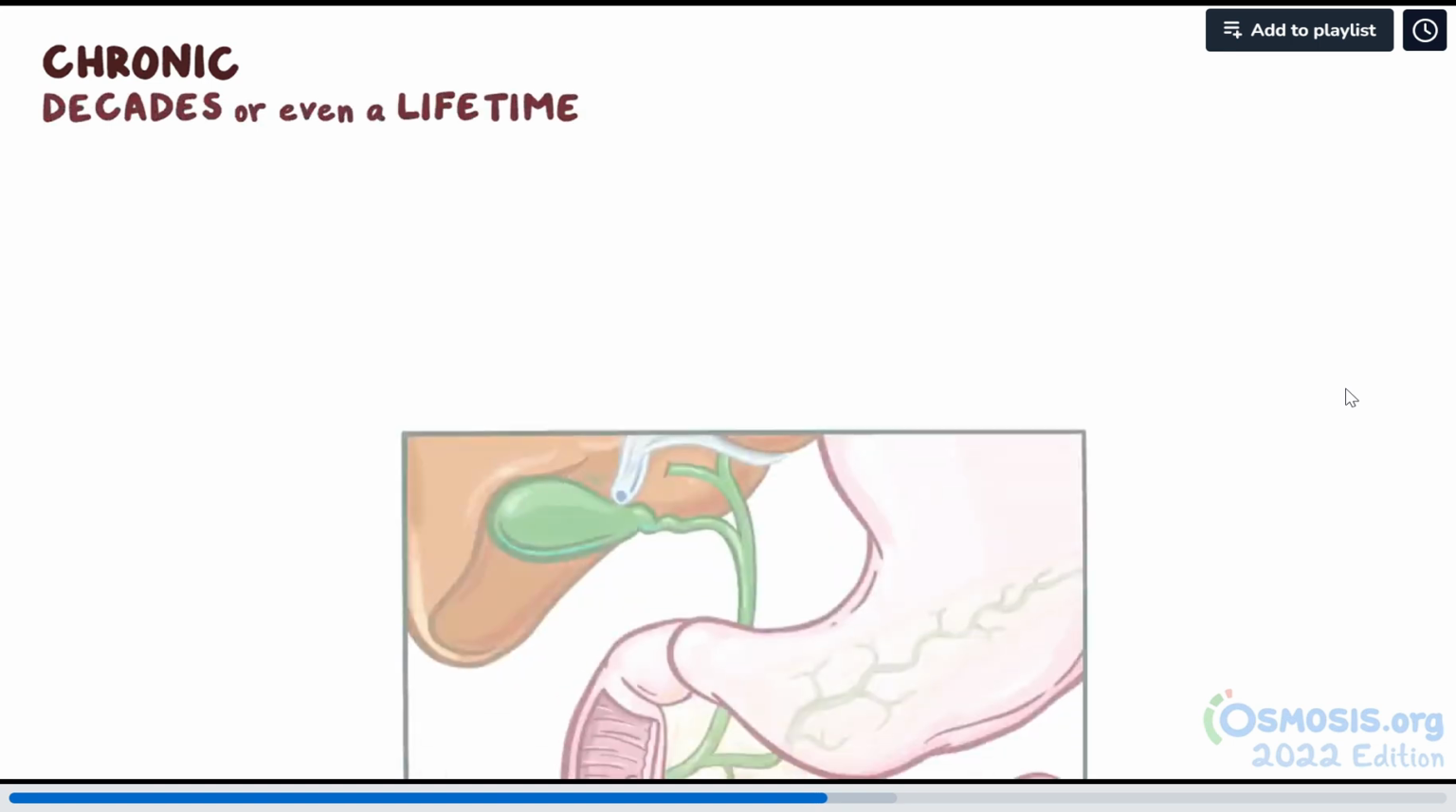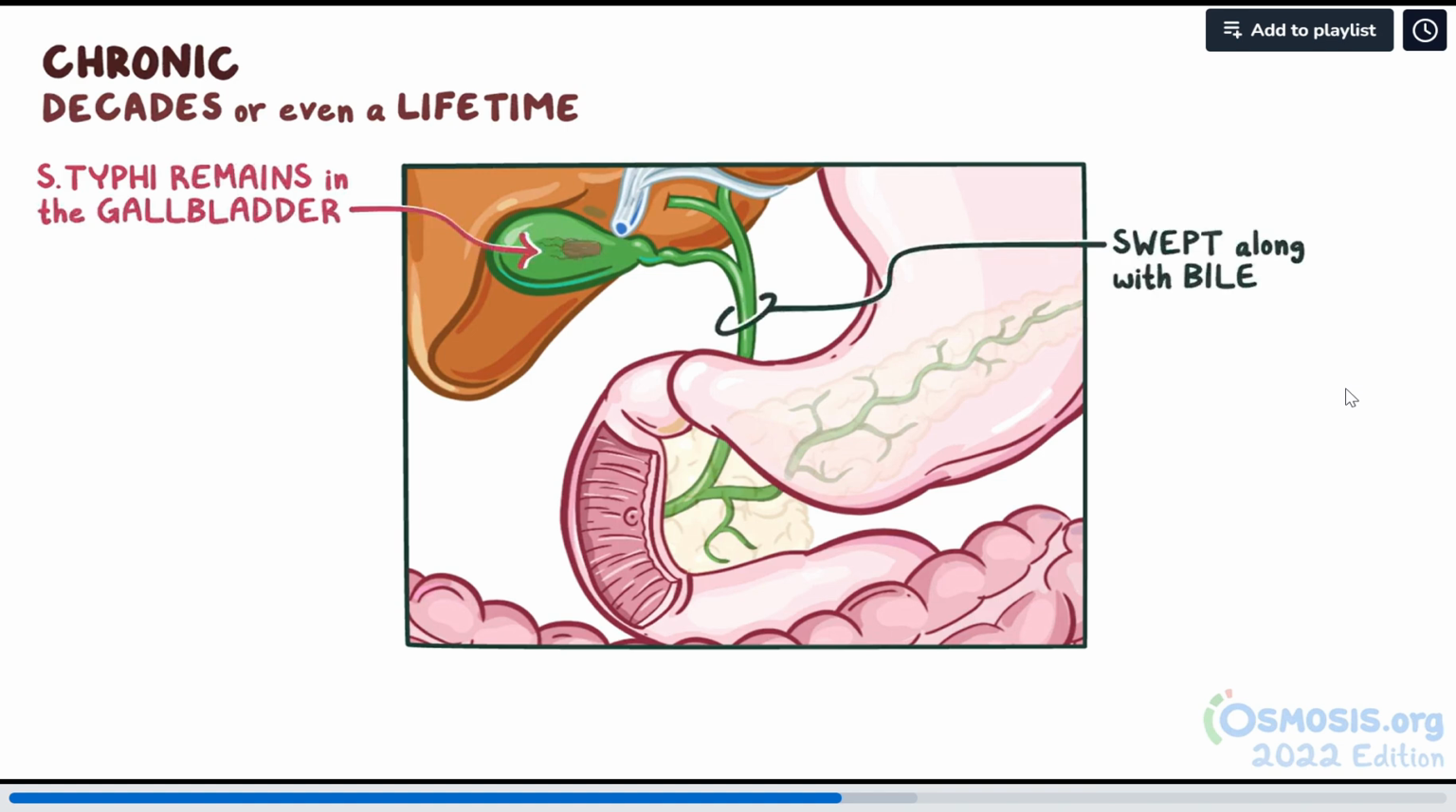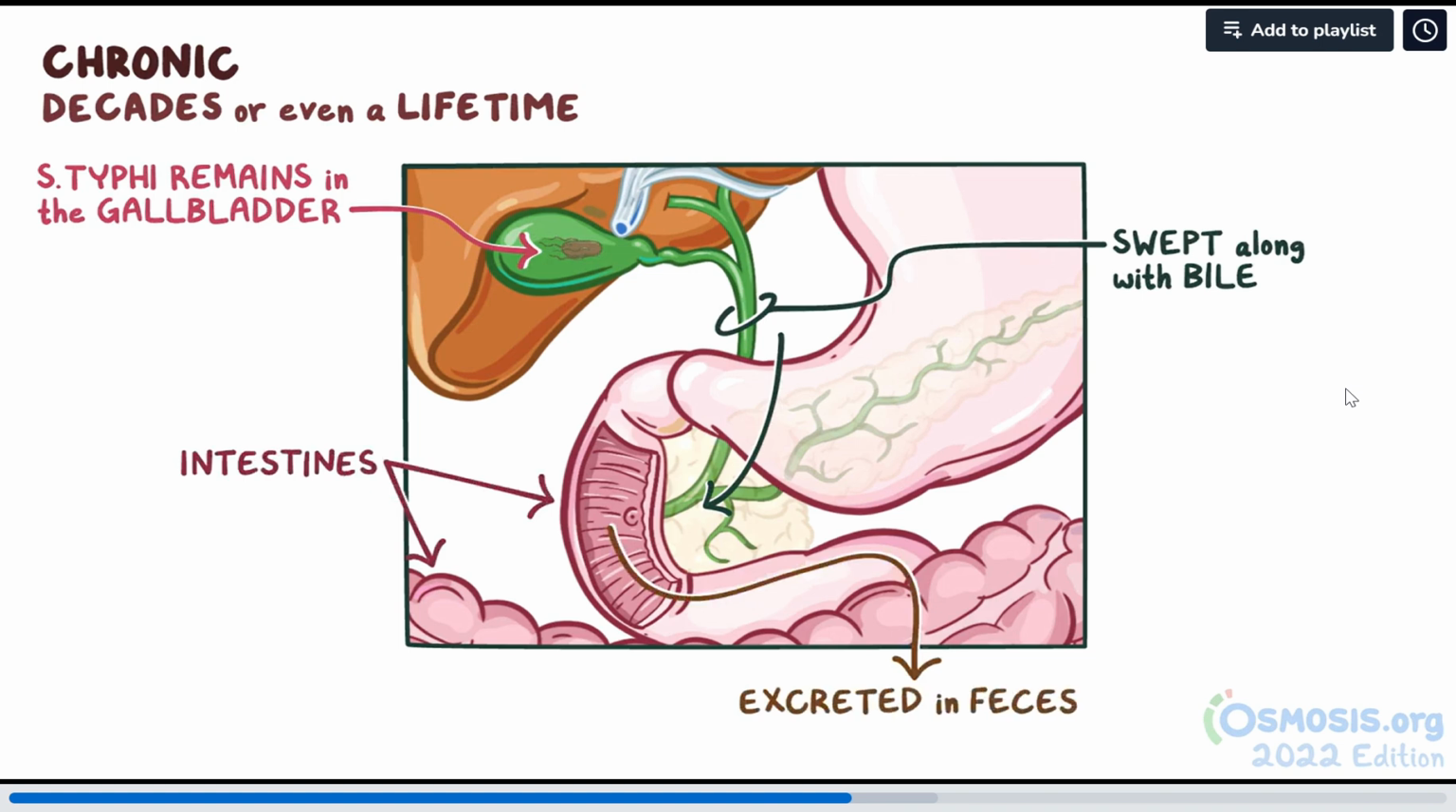On the other hand, some people can become chronically infected with S. typhi, and that means they're carriers for the bacteria for decades or a lifetime, even after symptoms have resolved. In these cases, S. typhi typically remains in the gallbladder and is periodically swept along with bile through the bile duct to the intestines, where it can be excreted in feces.